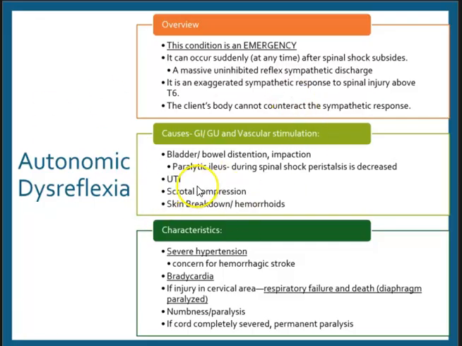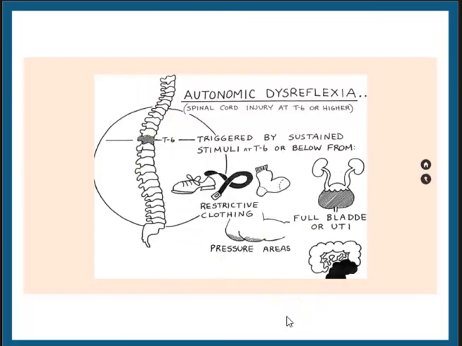Numbness, paralysis. If the cord is completely severed, there's going to be permanent paralysis. So T6, autonomic dysreflexia, anything that is agitating the bowel or bladder. It could even be a crumpled up sheet in that area. It's just overstimulating those sympathetic neurons, causing severe hypertension, a drop in the heart rate, and a drop in your respirations.